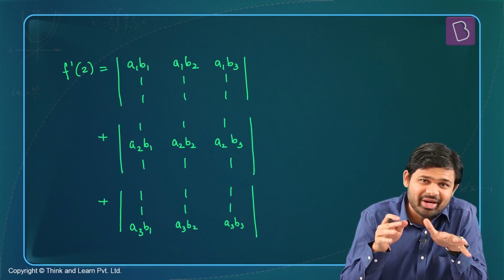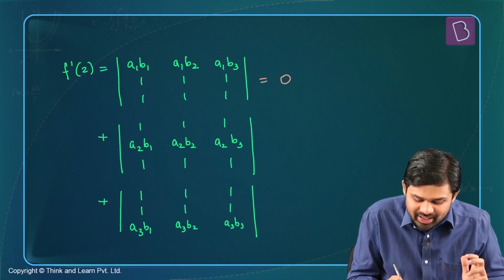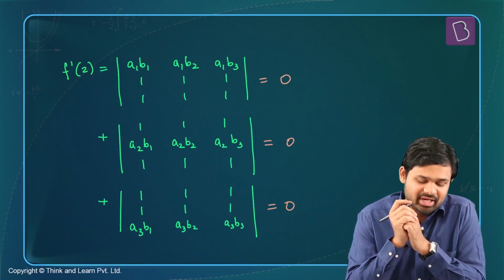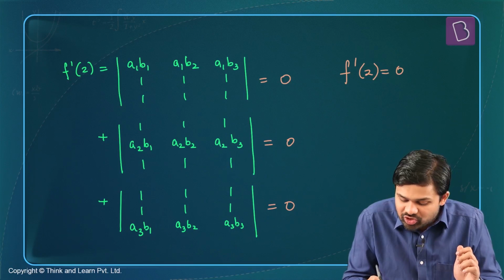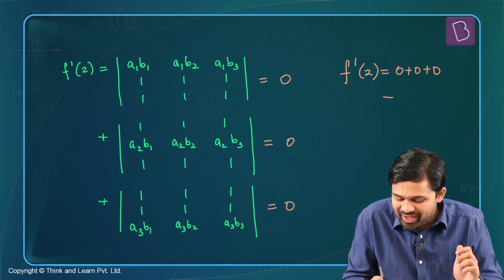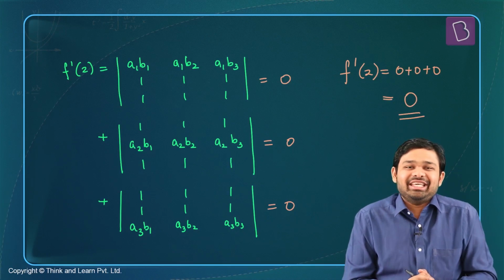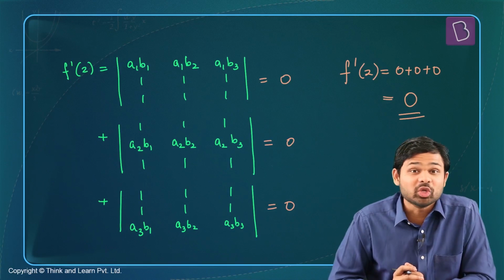Is it difficult to evaluate them? Not at all, because 2 rows of each of the determinants are exactly the same. So this means that the value of the determinant is equal to 0. So f dash of 2 will be equal to 0 plus 0 plus 0, which is a very, very fancy way of saying that f dash of 2 is actually equal to 0. So the correct answer to this question is f dash of 2 equal to 0.